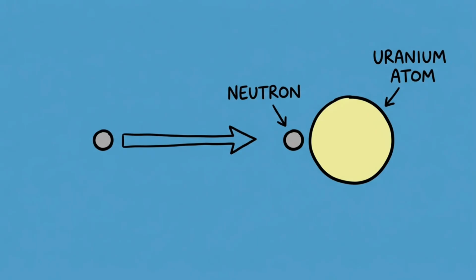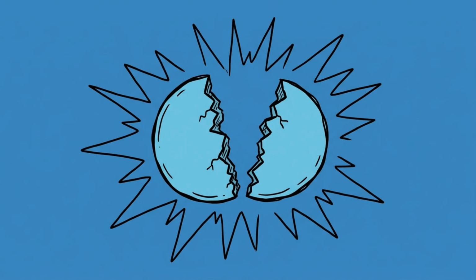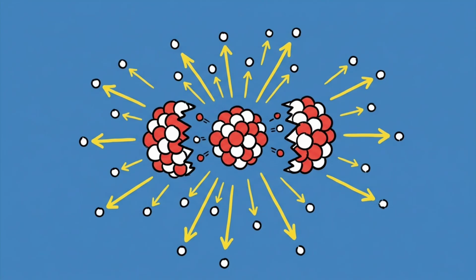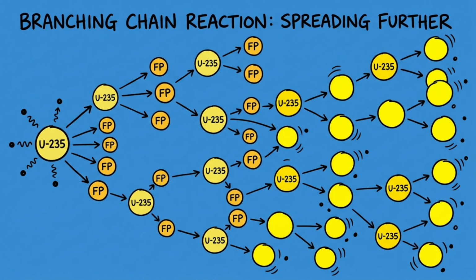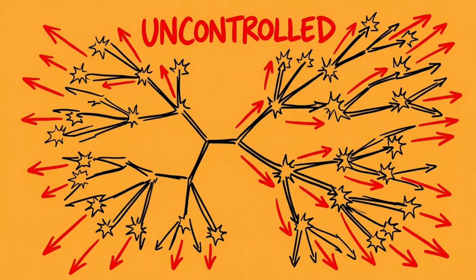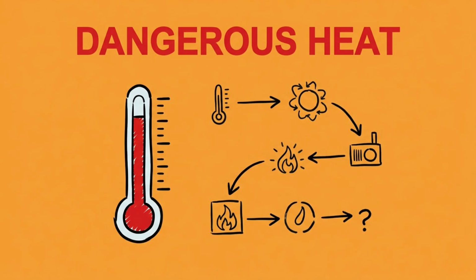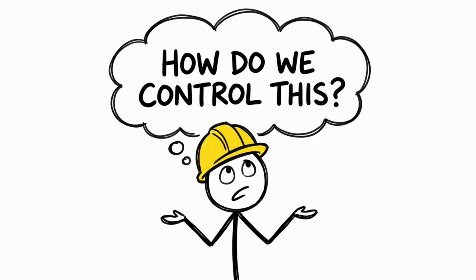Those new neutrons go on to strike other uranium atoms. Those atoms split too and release more neutrons. This is called a chain reaction, and once it starts, it can sustain itself. But here's the thing. If left completely uncontrolled, that chain reaction would spiral out faster and faster, generating dangerous amounts of heat almost instantly. Engineers had to figure out how to control something that wants to multiply exponentially.